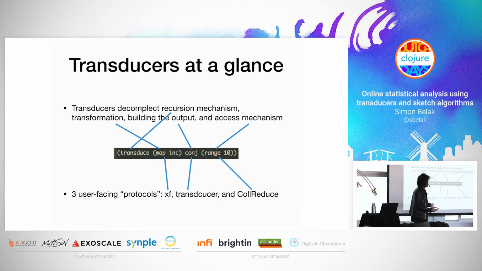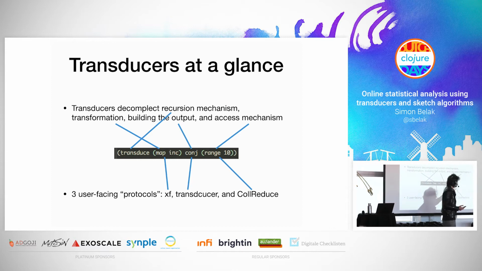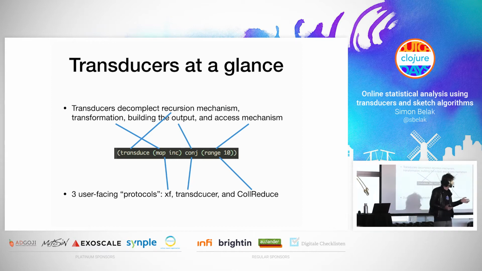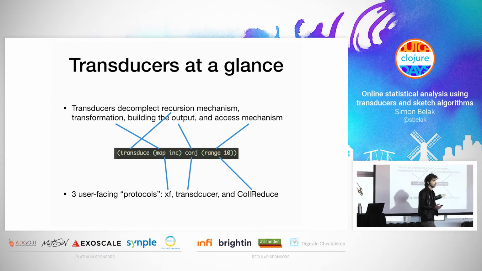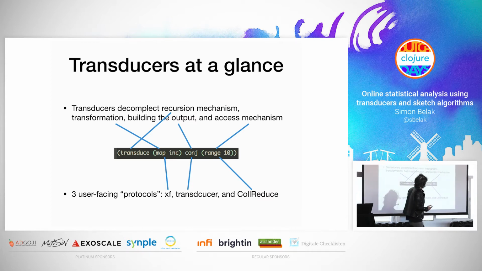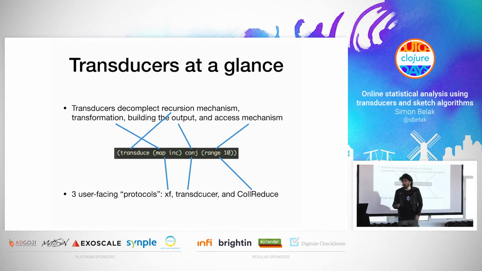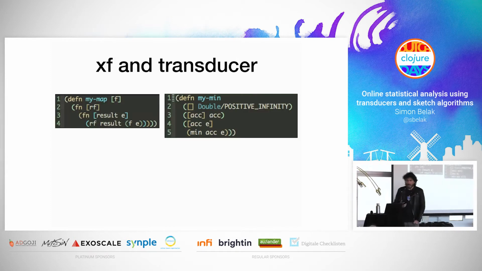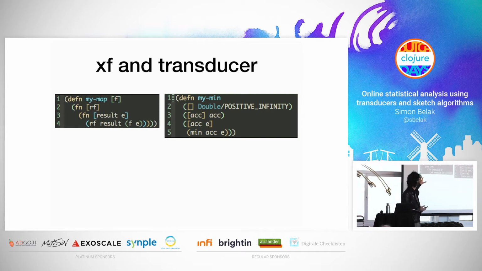For reference, the access mechanism here refers to the fact that most collection-like things in Clojure implement coll-reduce, which then enables the recursion mechanism, transduce in this case, to pick out values one by one or in whatever way. Then we have the actual transformation, in this case a map increasing by one, and constructing the output by doing conj.